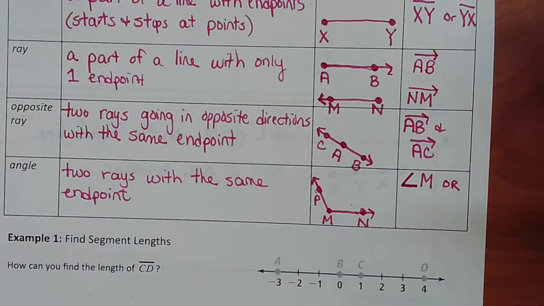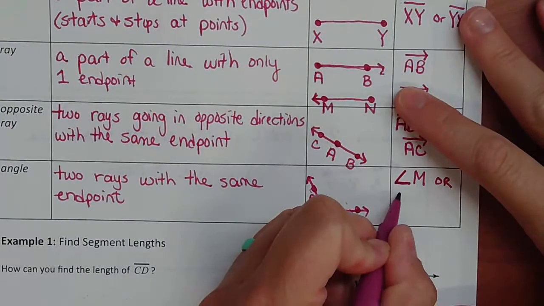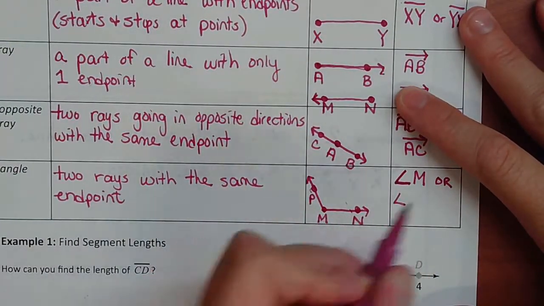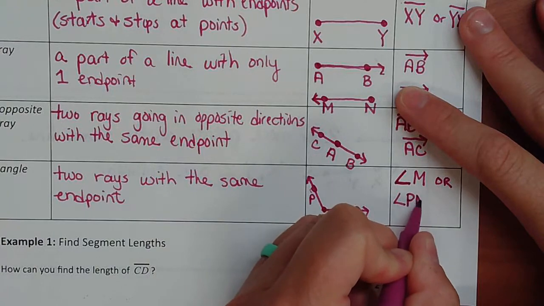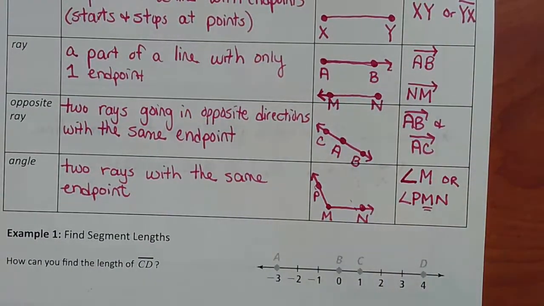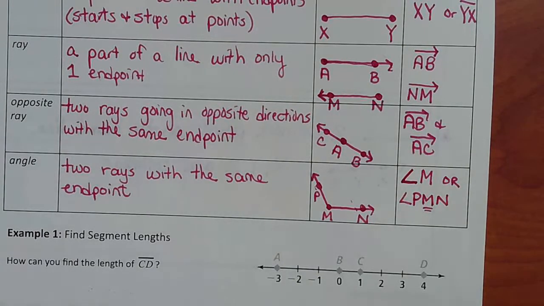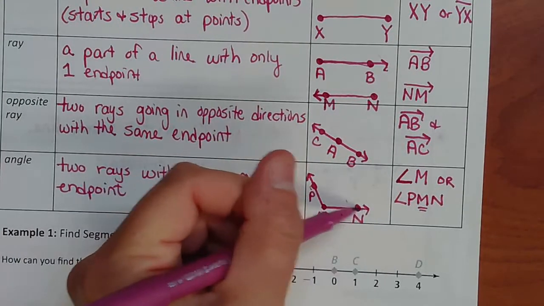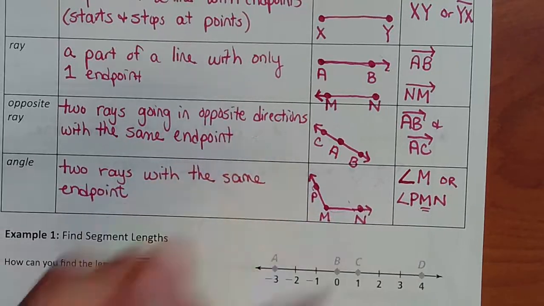When you name it using all three letters, you have to put the common endpoint in the middle. So like I could say, for this angle, I need to put M in the middle. So I'm going to say PMN. Notice I put that common endpoint in the middle. It kind of helps you with the direction. You go from P to M to N. And that is how you create your angle.